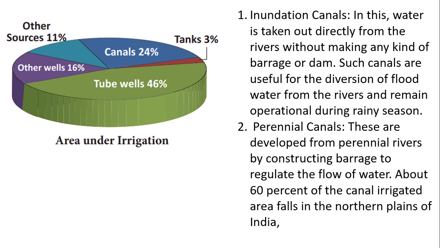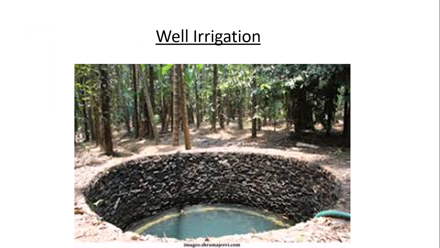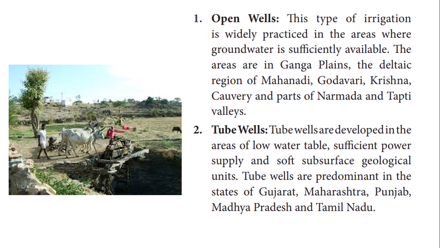Next, well irrigation, and we have open well and tube wells. In open well, we find it's widely practiced in the areas where groundwater is sufficiently available, especially Ganga plains, deltaic regions of Mahanadi, and many more. Tube wells are developed in the areas of low water table, sufficient power supply, and soft subsurface geological units. These are all important ones.